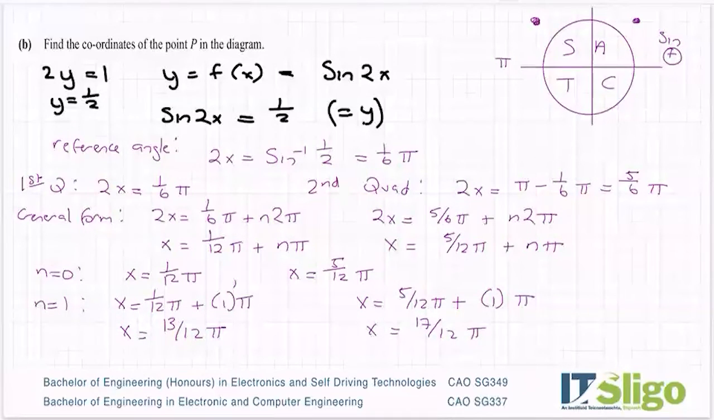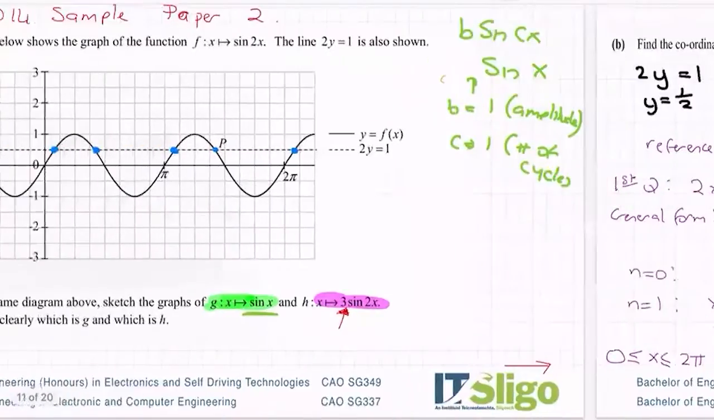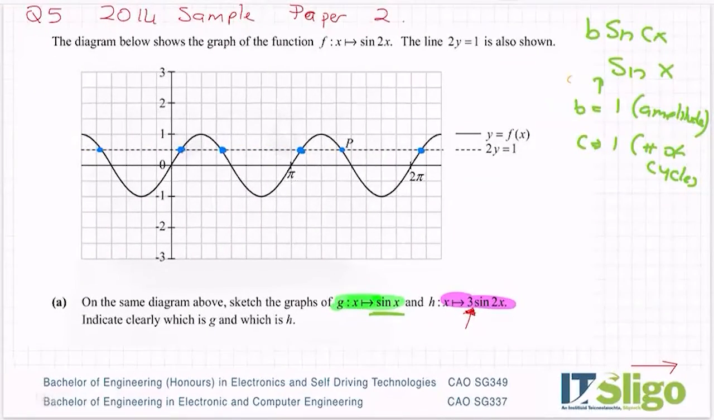Okay, so within that 0 is less than or equal to x, I'm calling it, is less than or equal to 2 pi window, I have 4 angles. I have 1/12 pi, I have 5/12 pi, I have 13/12 pi, and I have 17/12 pi. Okay, so let me go back now, and this is why I cleaned off the diagram. So there's your 1/12 pi. This is your 5/12 pi. This is your 13/12 pi. So P is 17/12 pi.